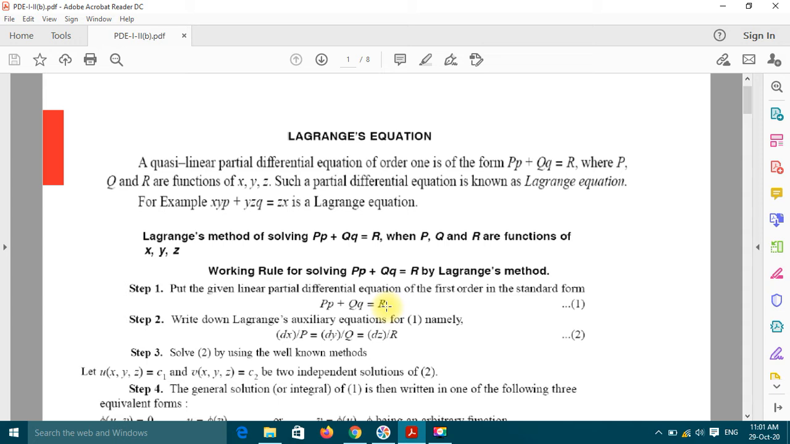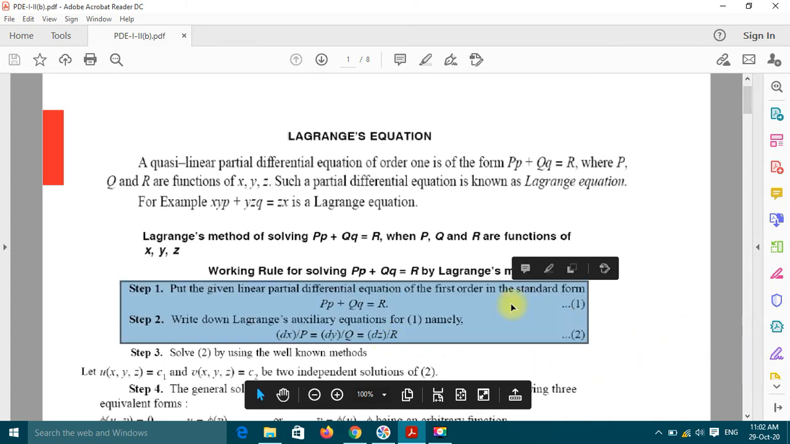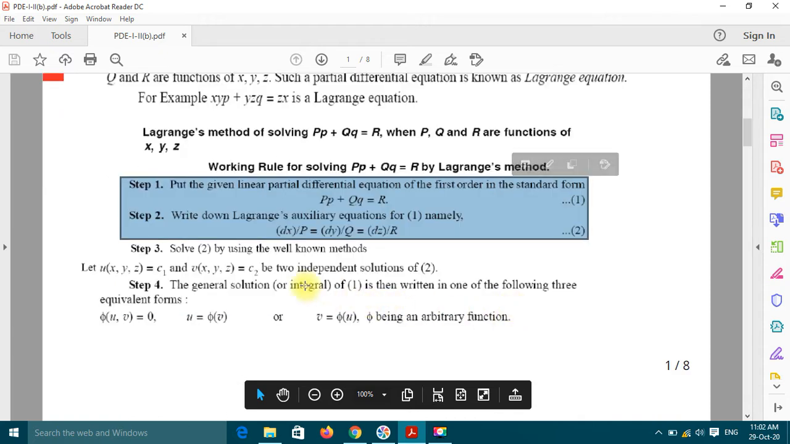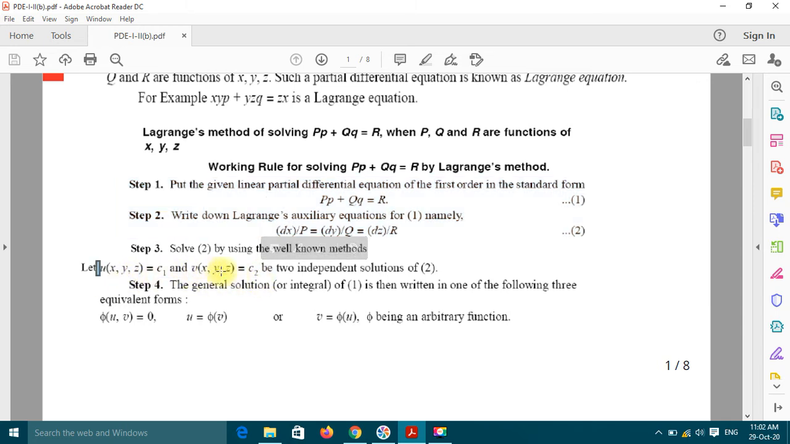For finding the solution of Lagrange's equation, write down the auxiliary equation dx upon capital P is equal to dy upon capital Q is equal to dz upon capital R, and then solve it, and you get two surfaces, u(x,y,z) is equal to C1 and v(x,y,z) is equal to C2. These two solutions of Lagrange's equation are independent solutions.